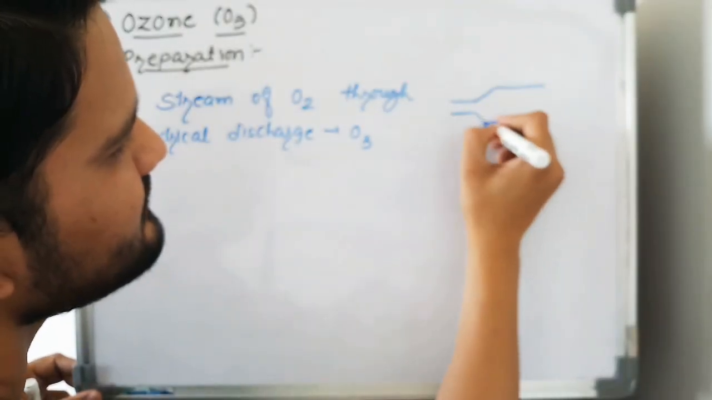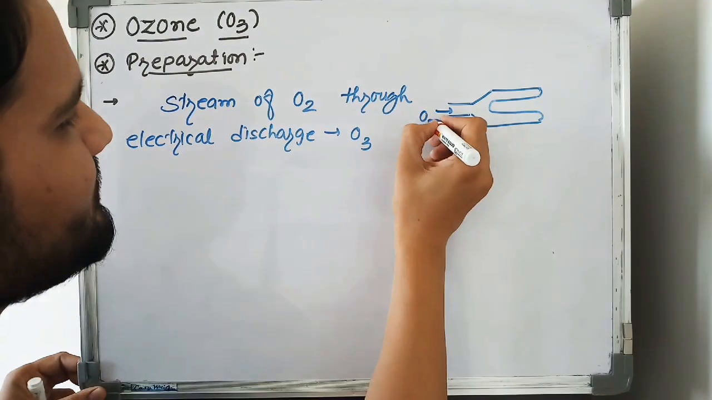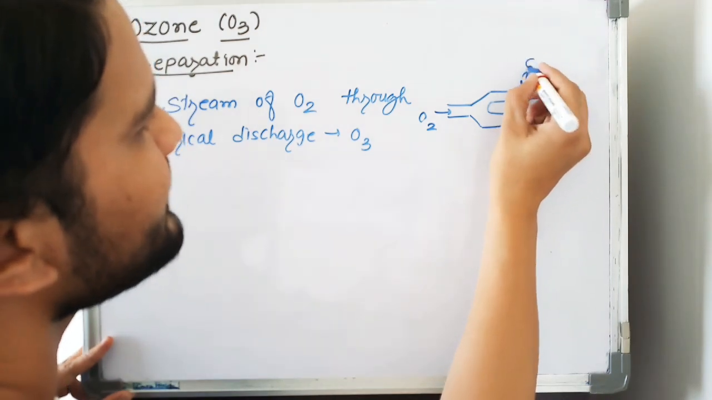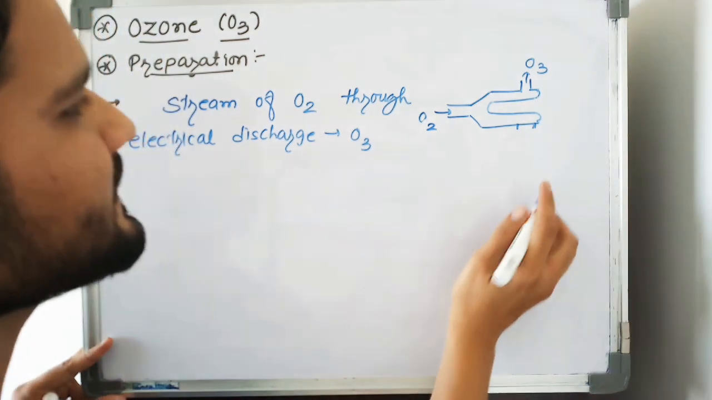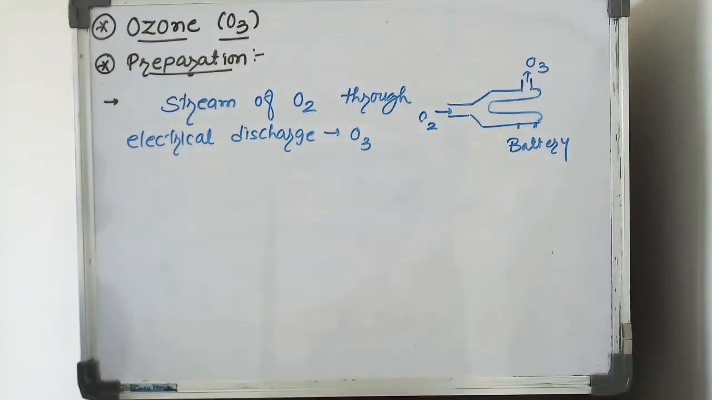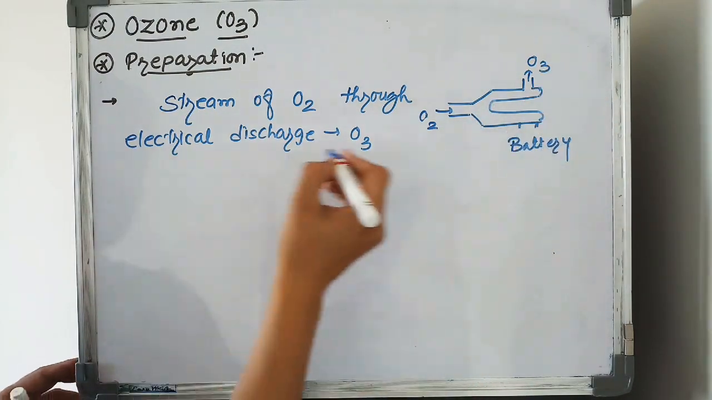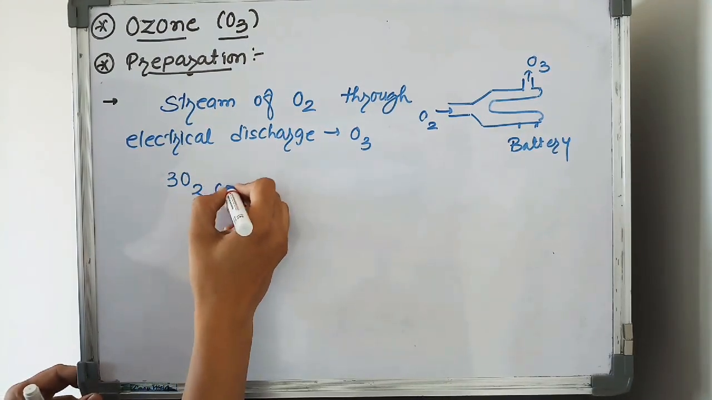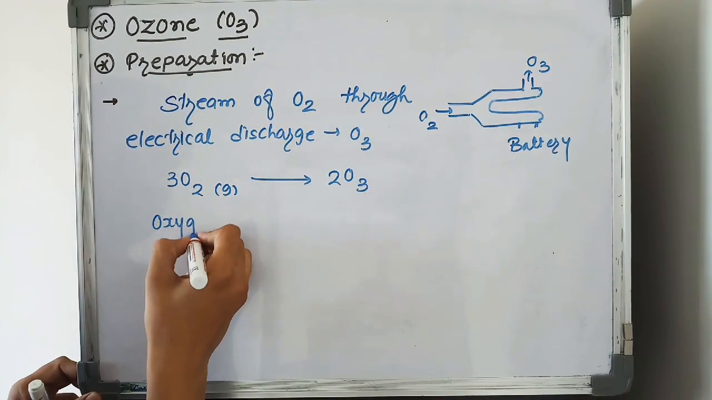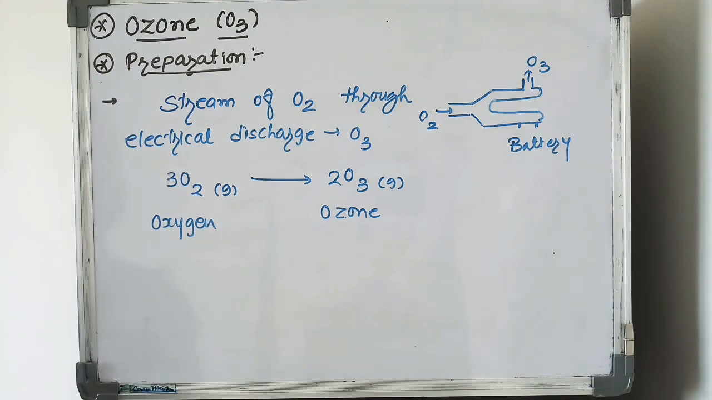Like this is the electrical discharge, and when we pass oxygen through this electrical discharge, the ozone is obtained, and these points are connected with batteries. So by passing a dry stream of oxygen through this electrical discharge, ozone is obtained. Chemical reaction: oxygen gives what? Ozone. So this is called the preparation of ozone.